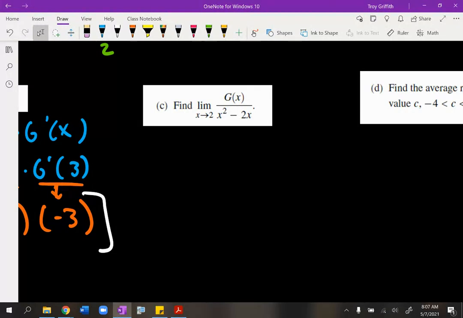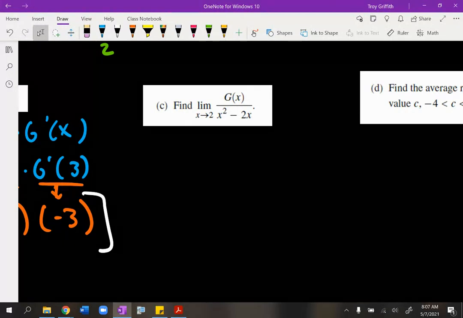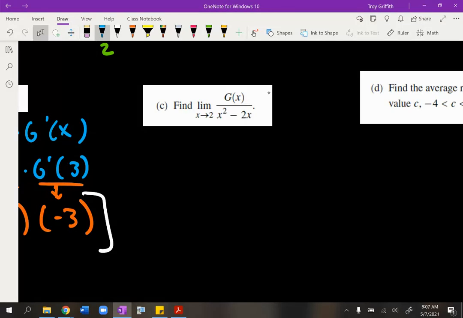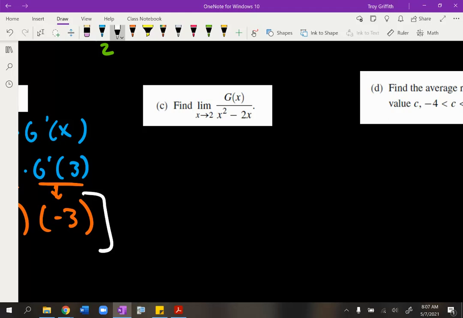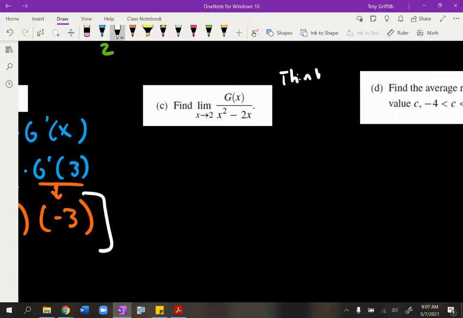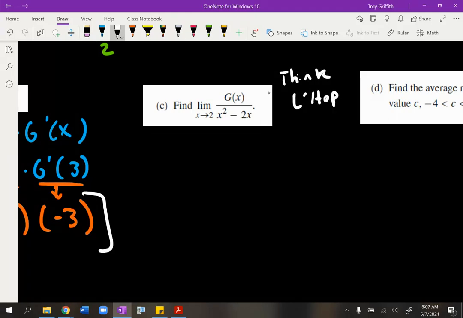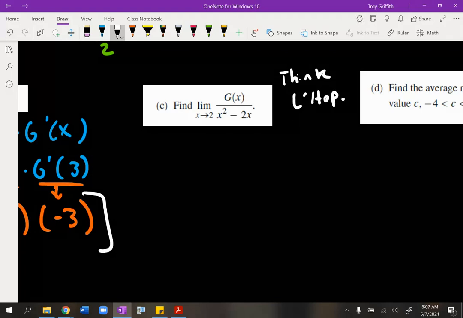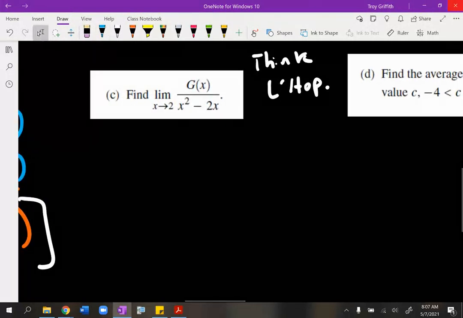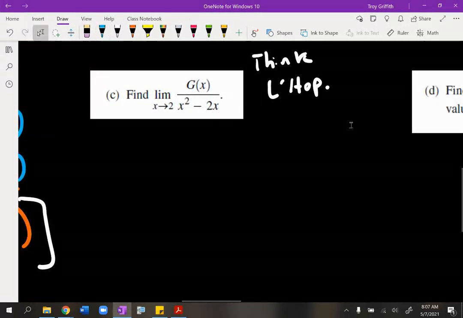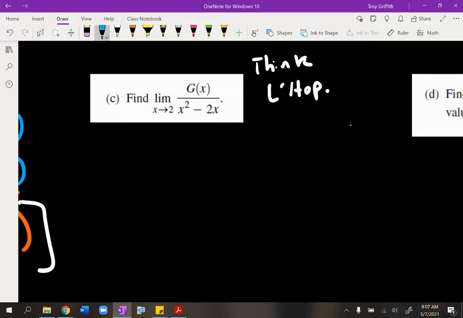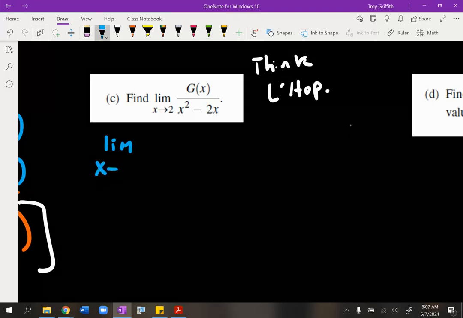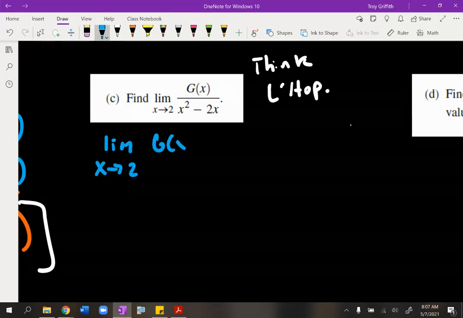It says find the limit as x approaches 2 of g of x divided by x squared minus 2x. Pretty much anytime they give us a limit problem like this, especially with a fraction on a free response, this is a good indication. I'm going to be thinking about using L'Hopital's rule. Okay, but before I can use L'Hopital's rule, I do have to show why L'Hopital's rule applies, and the only time that L'Hopital's rule is going to apply is if we get an indeterminate form when we use direct substitution. So I would actually like to start by trying direct substitution with this.